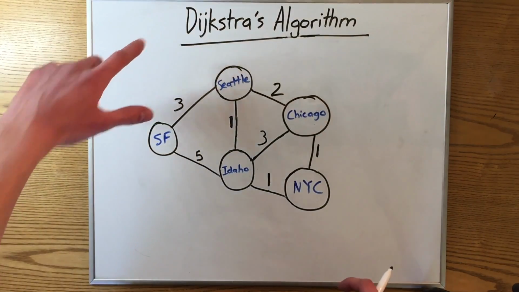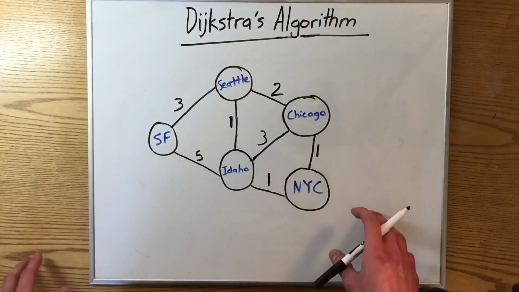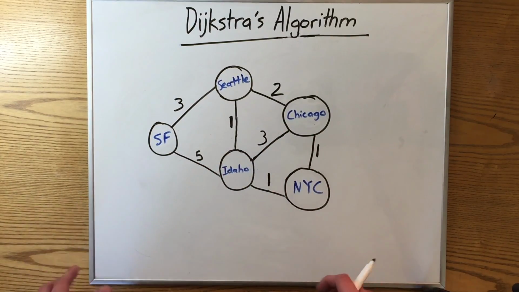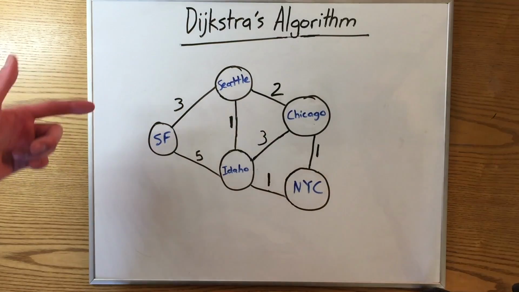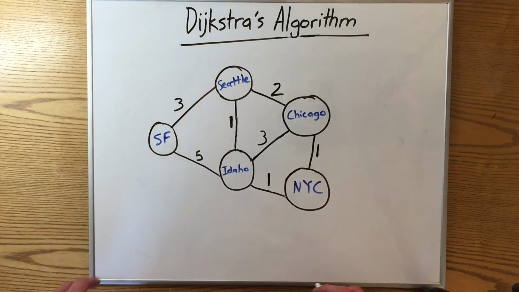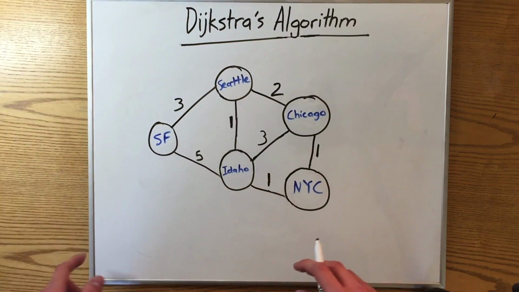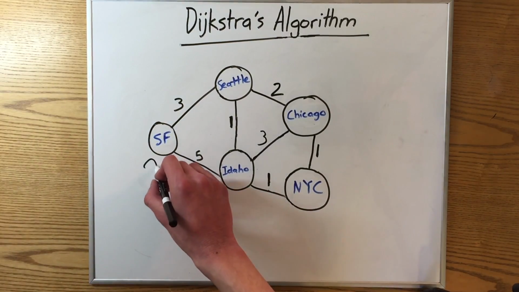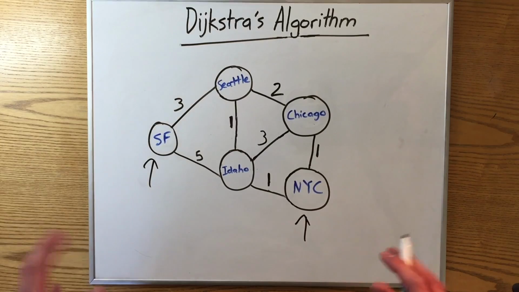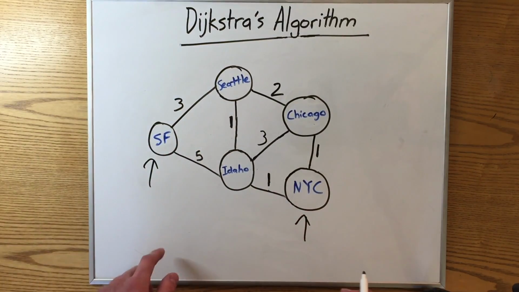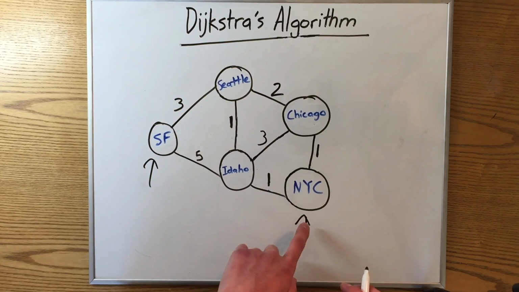What Dijkstra's algorithm does is it finds the shortest path to get from one node in your graph to any other node in your graph. So for example, let's say we're poor college students, we're going on a road trip. We want to go from San Francisco to New York City. We want to find that shortest path to get from here to here. So this is our start node, this is our end node. Well, we can see that there are a crap ton of ways to get from our start node to our end node. We could go from SF to Idaho to New York City.